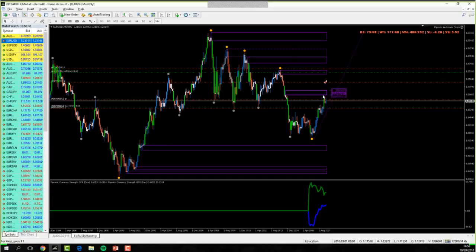We have a monthly trend moving higher. We have this area of supply that price is getting closer to, and so until price gets in here, getting to the very low of it here, you can continue to buy. Keep in mind that we are indeed reacting at supply just here.